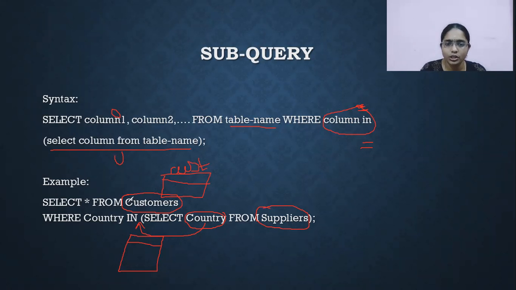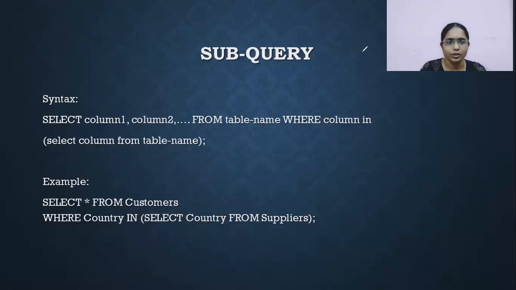As I told you earlier, a subquery can be implemented either by using two tables or by using a single table. Depending upon our requirement, we can use it. Here we made it by using two tables, based on the country specified by the supplier. The customer country is matched, and all the information of the customer who belongs to the supplier country will be displayed. This is all about your subqueries.